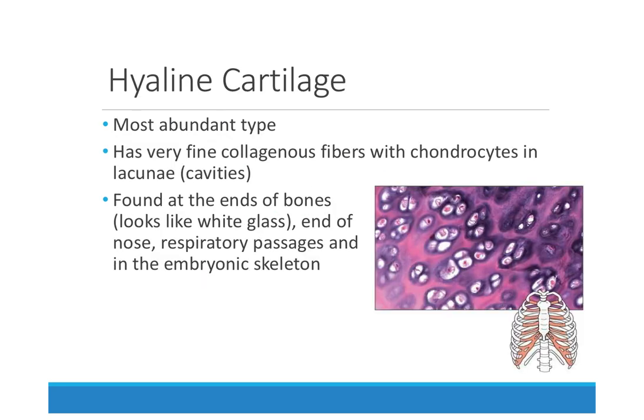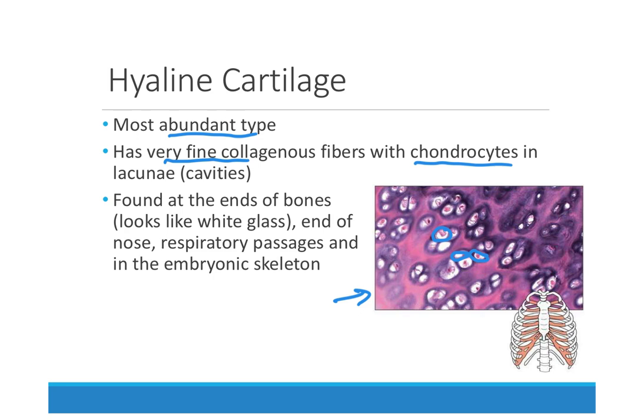Hyaline cartilage is the most abundant type of cartilage in the mature body. The cartilage is made of very fine collagenous fibers, and the chondrocytes exist in little cavities called lacunae. So if you look at this slide of hyaline cartilage, you can see sort of these little chambers with a cell inside of it. So the chamber is a lacuna, the cell itself is a chondrocyte.